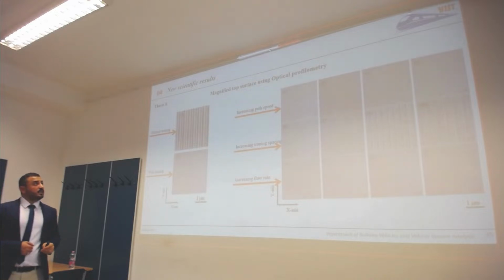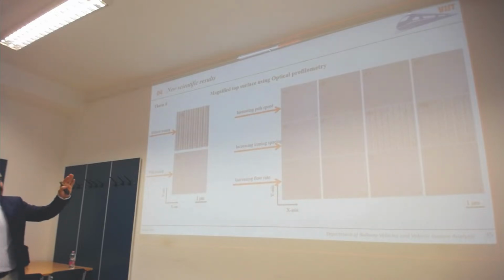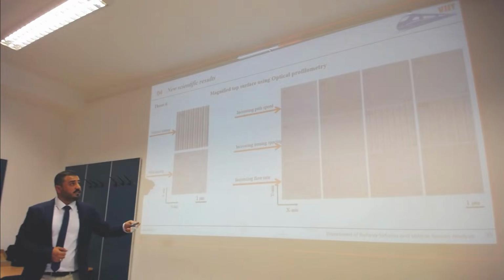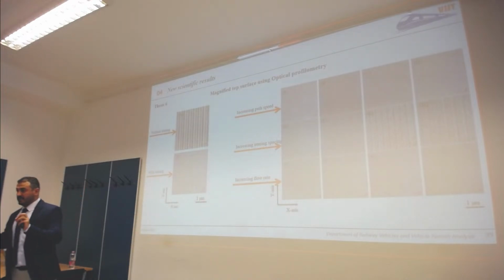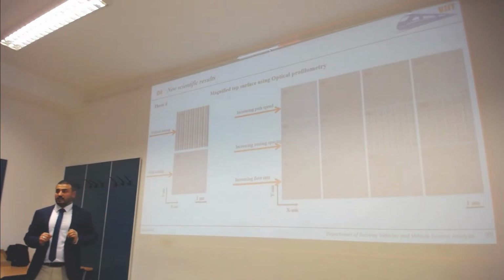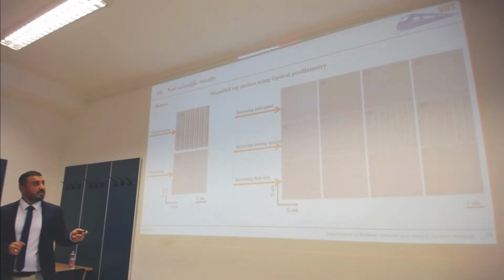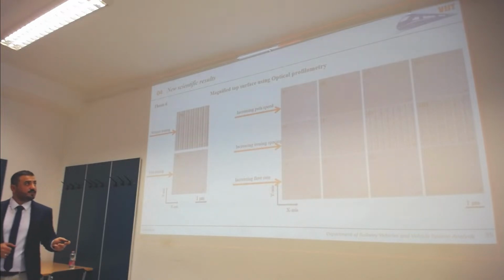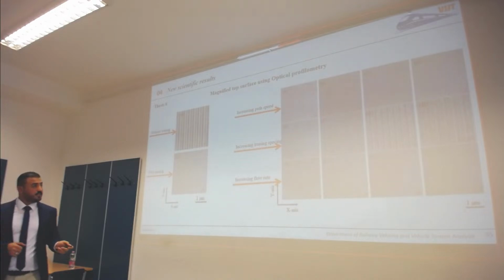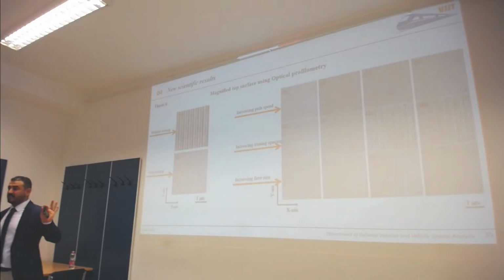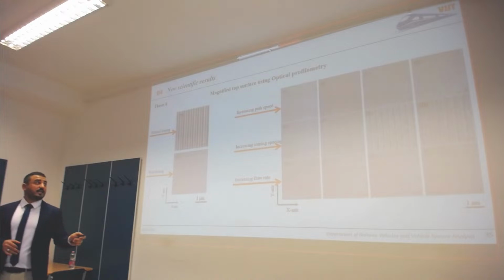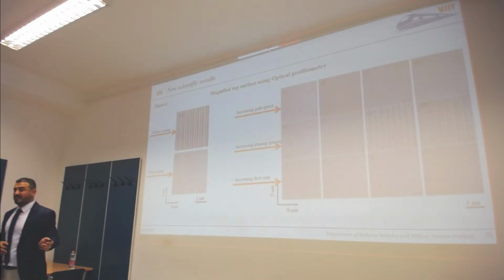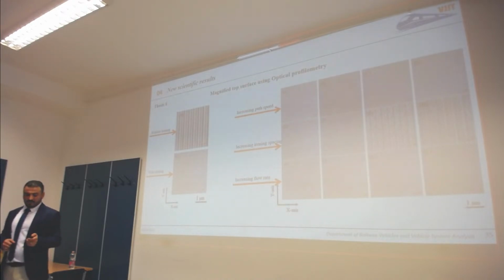Here is another optical profilometry chart, or figure. Here we can see the impact of each parameter independently on the overall top surface roughness. Here we can see the increasing of path speed, increasing of ironing spacing, and increasing of flow rate. And as we can see from this figure, ironing spacing is the most important factor that affects the overall surface roughness.